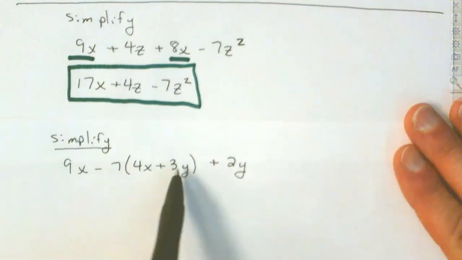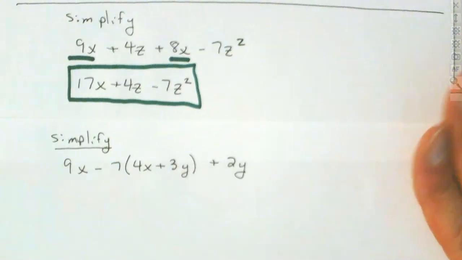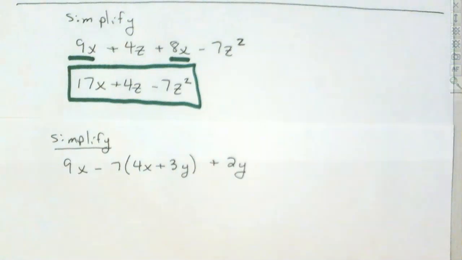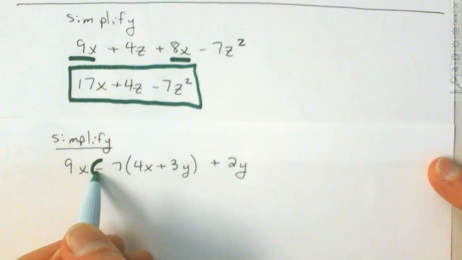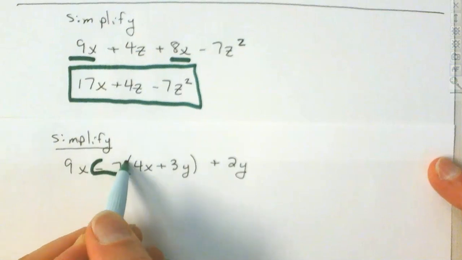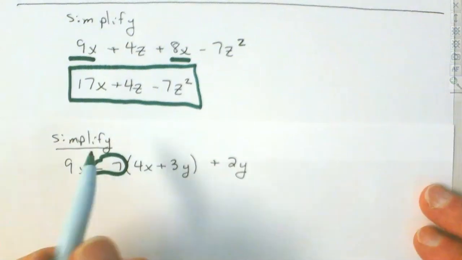Inside the parentheses, can I add these together? No, they cannot be added together because this is an x and this is a y. But what can I do? Next, I've got the negative 7 out in front. This is where students sometimes make a mistake, and this is why I want you to circle the negative 7. The negative 7 is going to get distributed through.